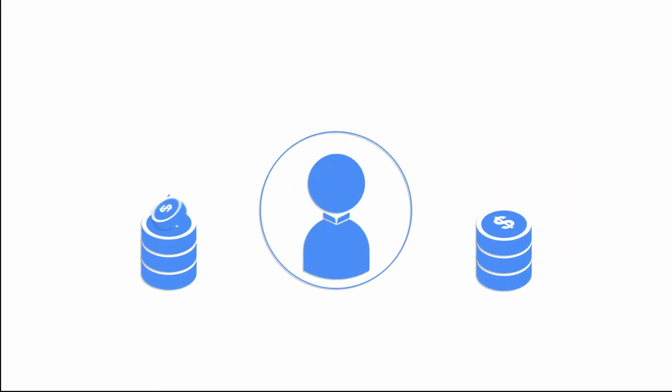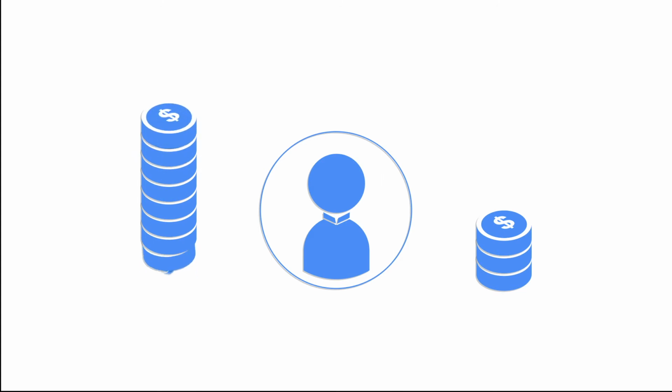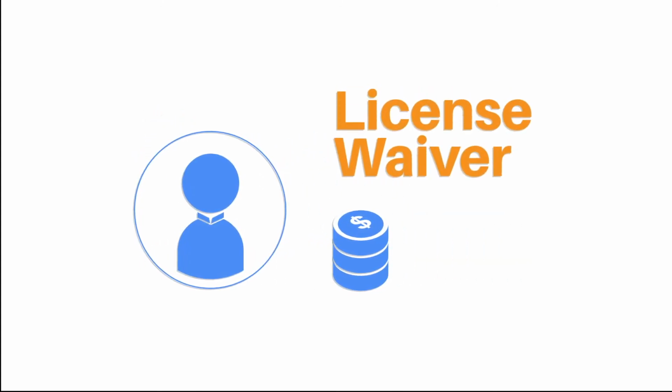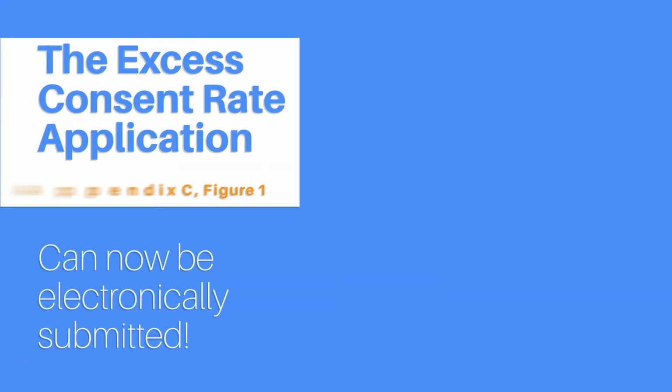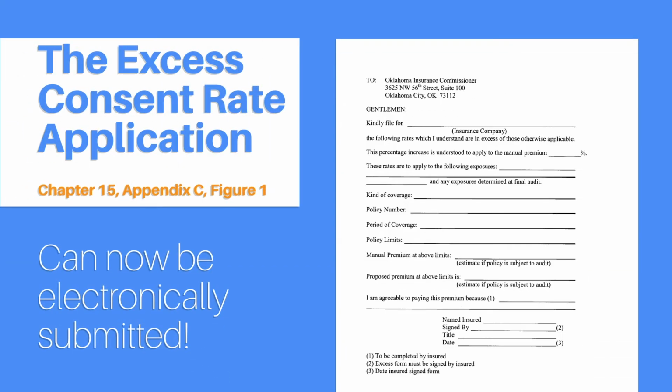Let's start with the one-time fee waiver for a new licensee. If a license applicant is considered to be in a low-income bracket, he or she may be able to get the licensing fee waived for that year, but this is only a one-time waiver. For property and casualty insurers, the excess consent rate application, Chapter 15, Appendix C, Figure 1, can now be submitted electronically.